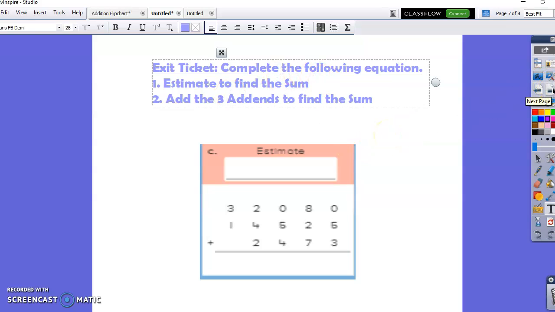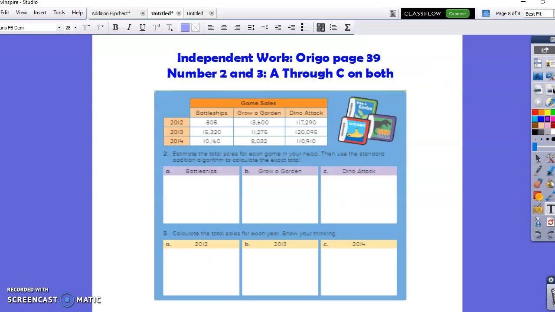Before you leave me to do the exit ticket, this next slide, which is your independent work, Orgo, page 39, you are going to be doing number 2 and number 3 and A through C on both of those problems. Now, if you have your Orgo workbook, it is easier to do that work inside of the book. If you don't have it, it will be on your Google Classroom slide number 3 for independent work. You can use that slide to help you write out all of your work inside of your journal. And remember, you got to take a picture of it and turn it into me when you have finished it.